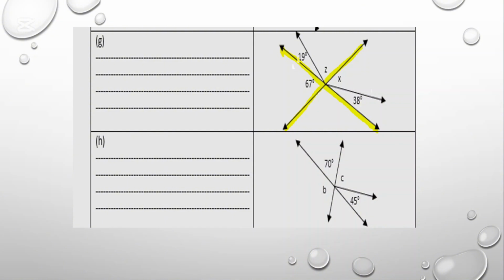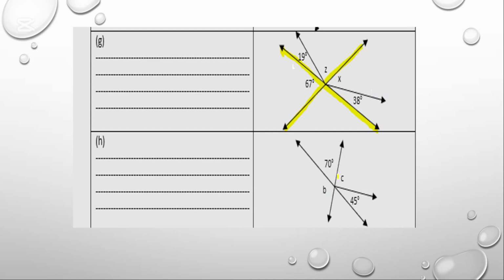Now once you have X, you can see 19, Z, X and 38. They're on the same side of the line. They're all above this line here. All above the line. And they must be equal to 180 degrees. Right? 19 plus Z plus X plus 38. But you must first find X, because we need to know X before we can continue with Z.